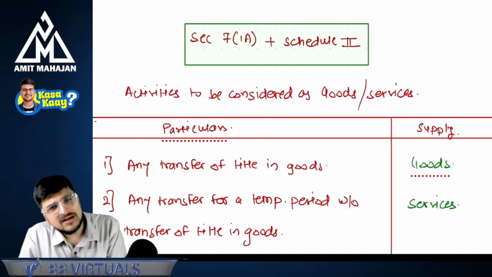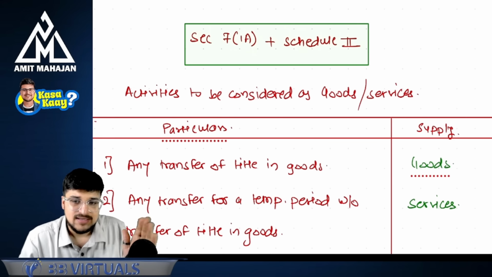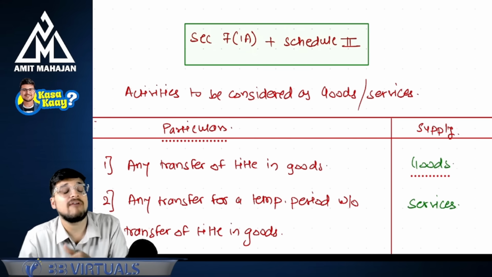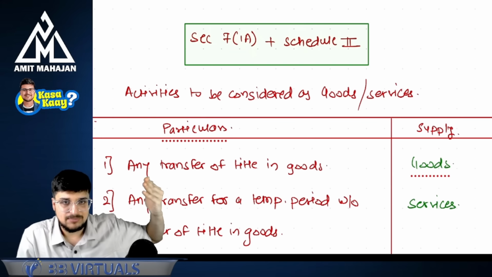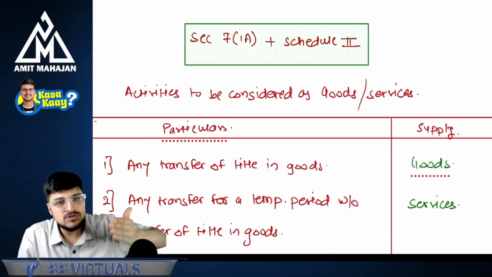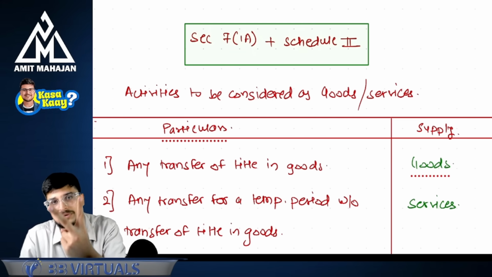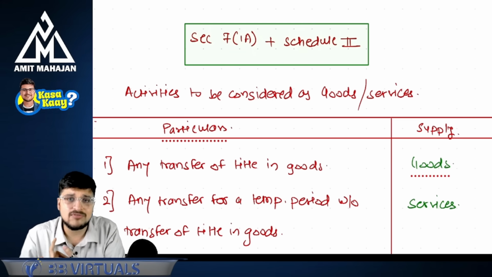Sir, whether it is goods or whether it is services, anyways, GST is applicable on both, no? Then why are we determining whether it is goods or services? Because you will see in further chapters that the treatment of goods and treatment of services are different. Specifically in case of 2 chapters. Number 1, time of supply, and number 2, place of supply. Time of supply in case of goods is different. Time of supply in case of services is different. Place of supply in case of goods is different. Place of supply in case of services is different. And that's why we need to identify whether it is goods or services.